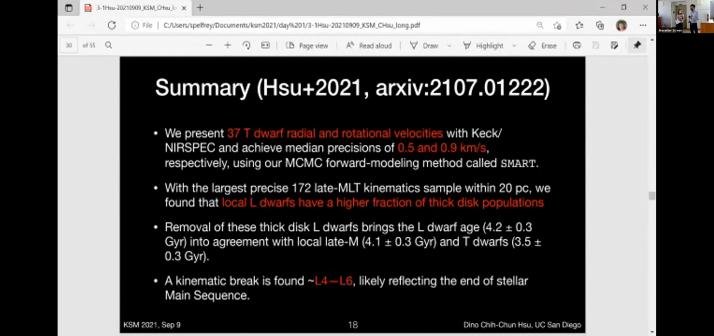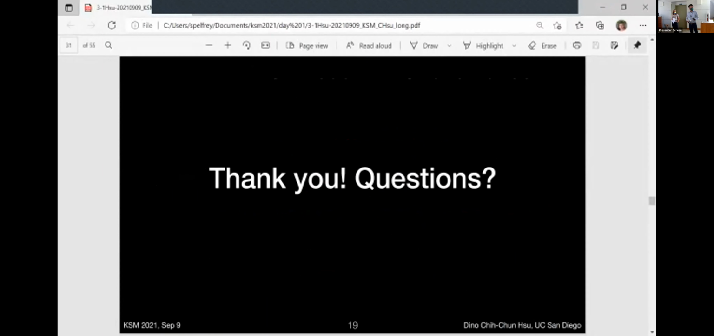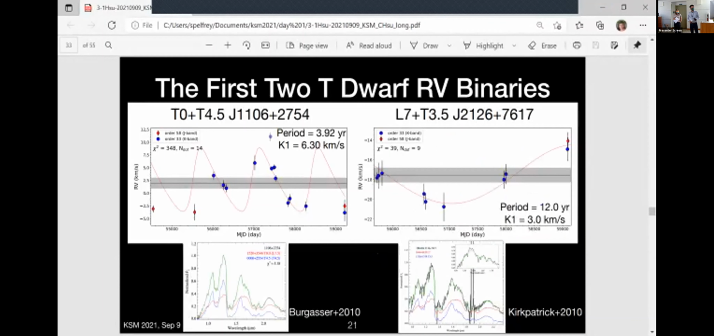The question is, there are some binaries identified in the sample, and what are those? I have a slide to show. These are two of the systems we found within the sample of 37 T dwarfs. The first one is J1106+2754, a T0 plus T4.5, with a period of about 4 years. The other one is J2026, an L7 plus T3.5, and the combined type is T0. The period is 12 years. We just finished the last sampling last year, around September and December.